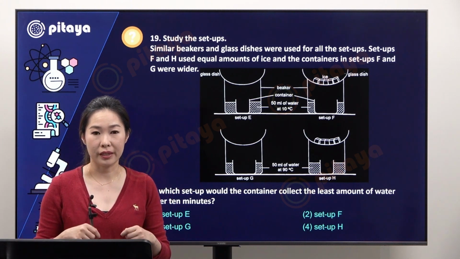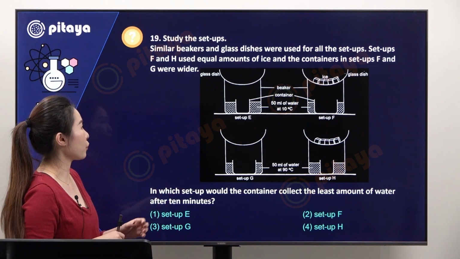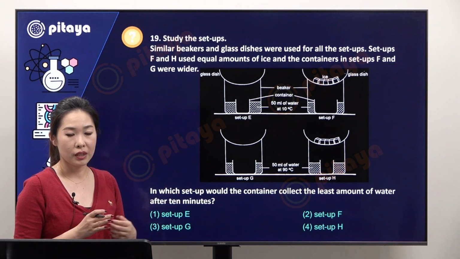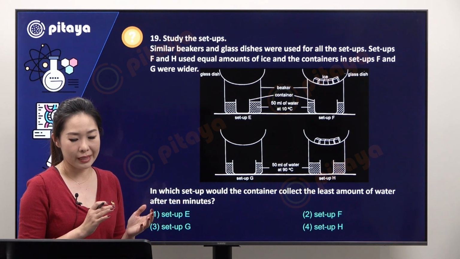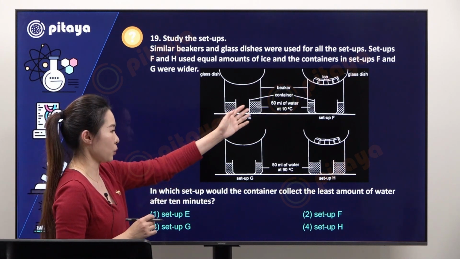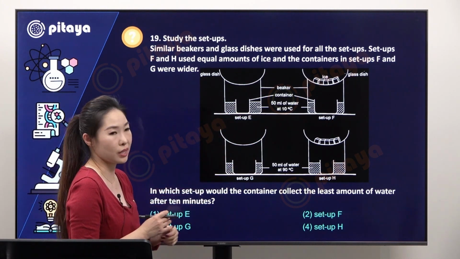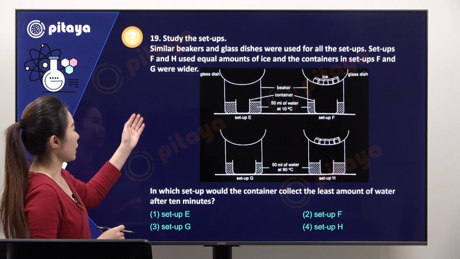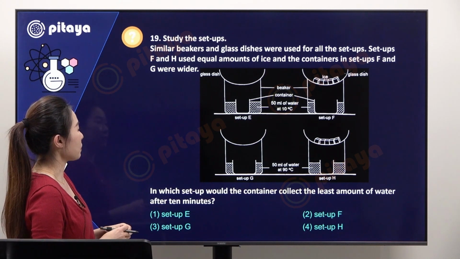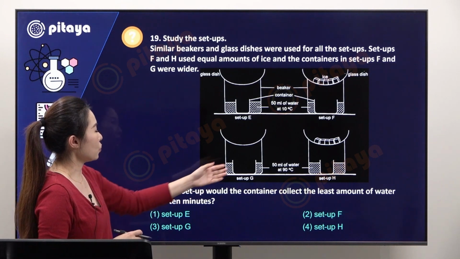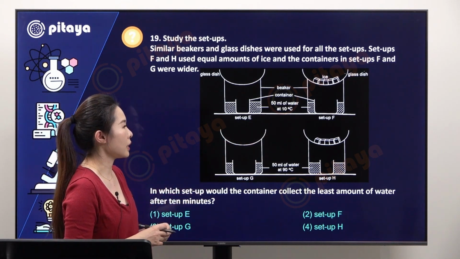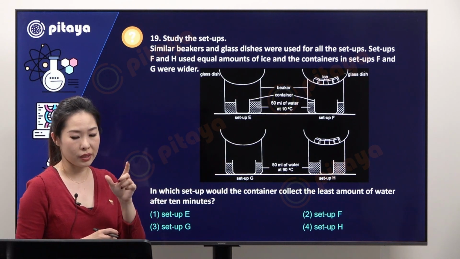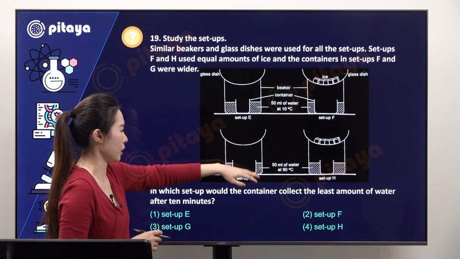In question 19, we have 4 similar setups. At a glance, they look pretty similar because there are just slight differences with whether there's ice present and the size of the containers in them. So in this question, we have similar beakers and glass dishes used for all the setups. F and H contain equal amounts of ice, and containers in setup F and G are wider than those in E and H.